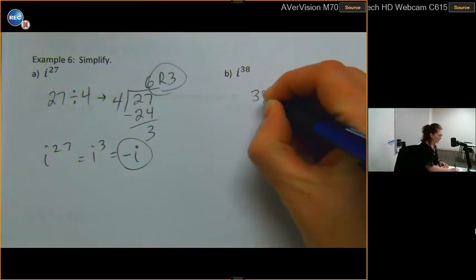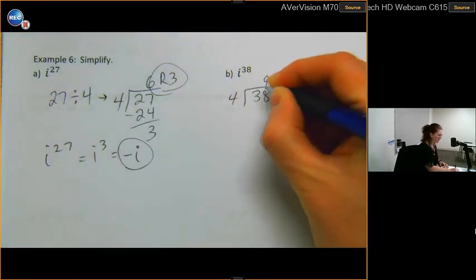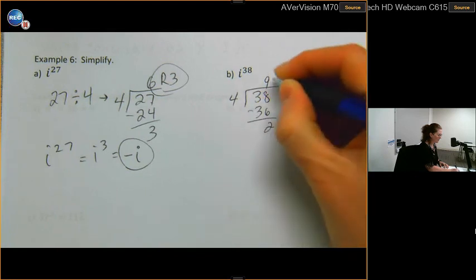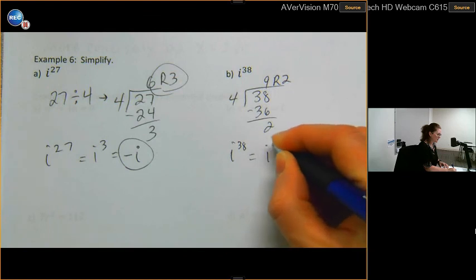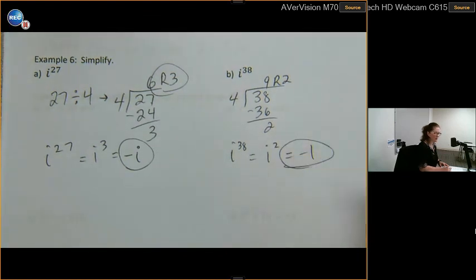i to the 38th is the same thing as i squared, which is negative 1.